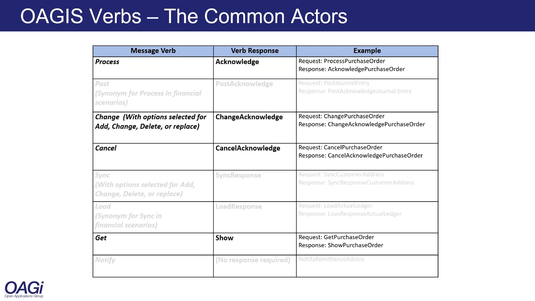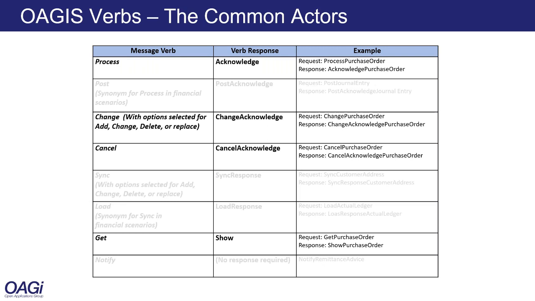And personally, we've already covered what notify does, and we've covered what sync and sync response are used for, to keep two systems in sync. And for that reason, I've grayed them out. Even though they are common, they're not as common as the process and the acknowledge, and they're not quite as common as the change and change acknowledge and cancels. So if you can remember these 4 combinations here, you're probably in really good shape to talk in the boardrooms with the business analysts and the implementers.